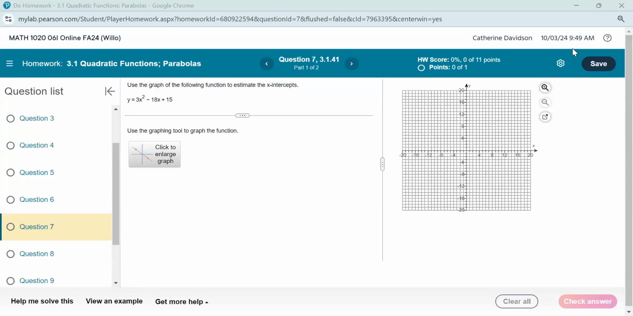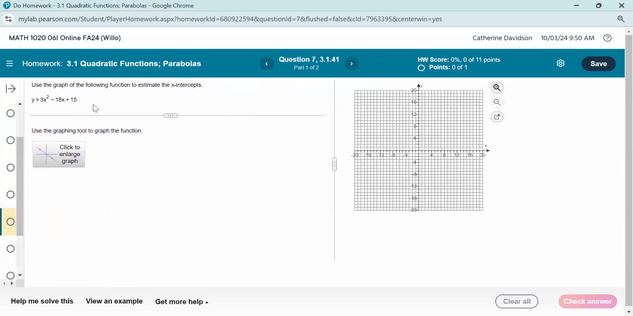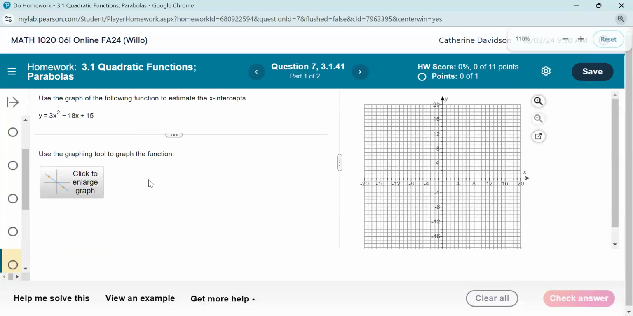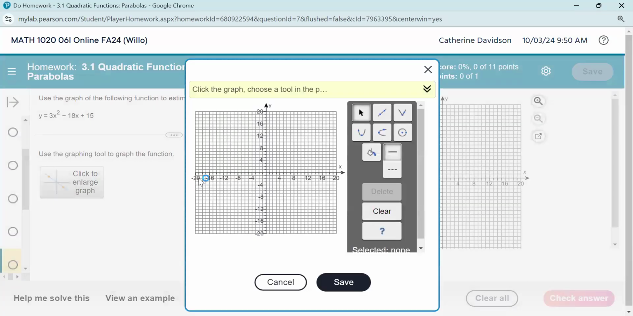All right, so these two we're going to look at in my math lab. So we flipped over to the homework, and I'm going to show you how to do this. Let me make this a little bit bigger. I don't know why it doesn't want to make it bigger. There we go. All right, so the equation we're going to use is 3x squared minus 18x plus 15. Let's look at the graph real quick. We're from a negative 20 to positive 20 and negative 20 to positive 20.